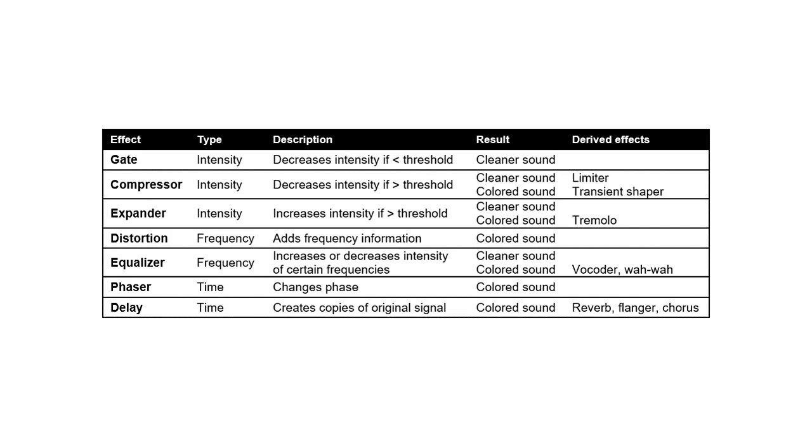Limiter. A limiter is a compressor with a very large ratio. This is of course theoretical in the analog domain, as the components used limit what the limiter can achieve.